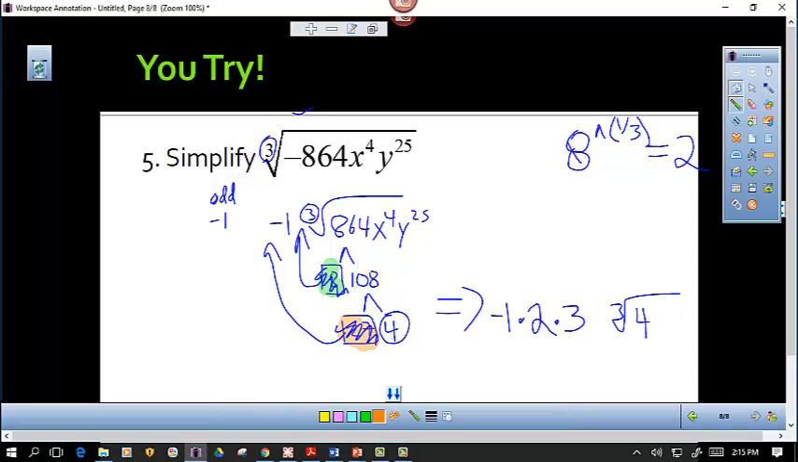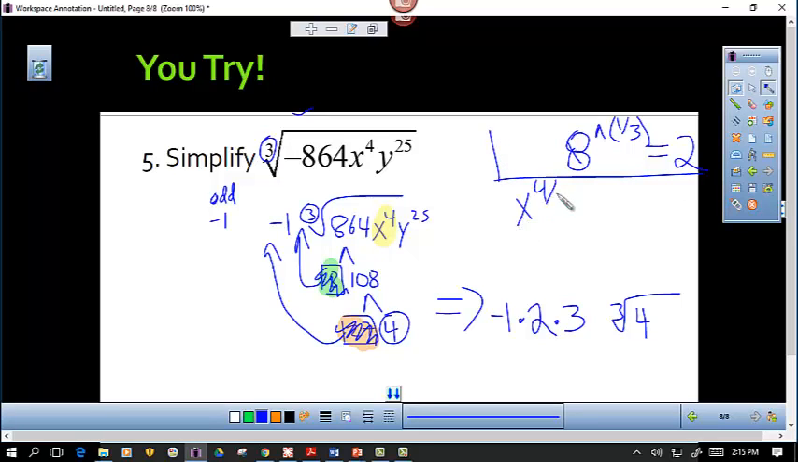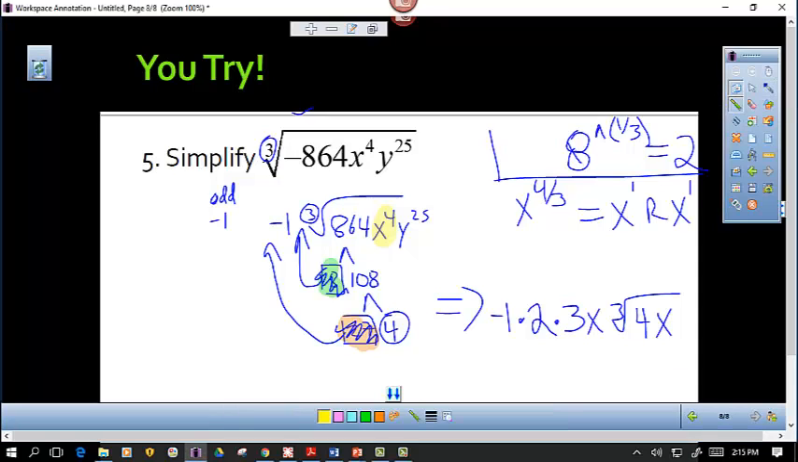Now the thing that I need to make sure that I do is do my variables. So I'm going to do my variables over here. So x to the 4th, it's a cube root, so I'm dividing it by 3. 3 goes into 4 once, and there is a remainder of 1x. So that means 1x comes out, 1x stays underneath the radical, and you do the exact same thing with y.